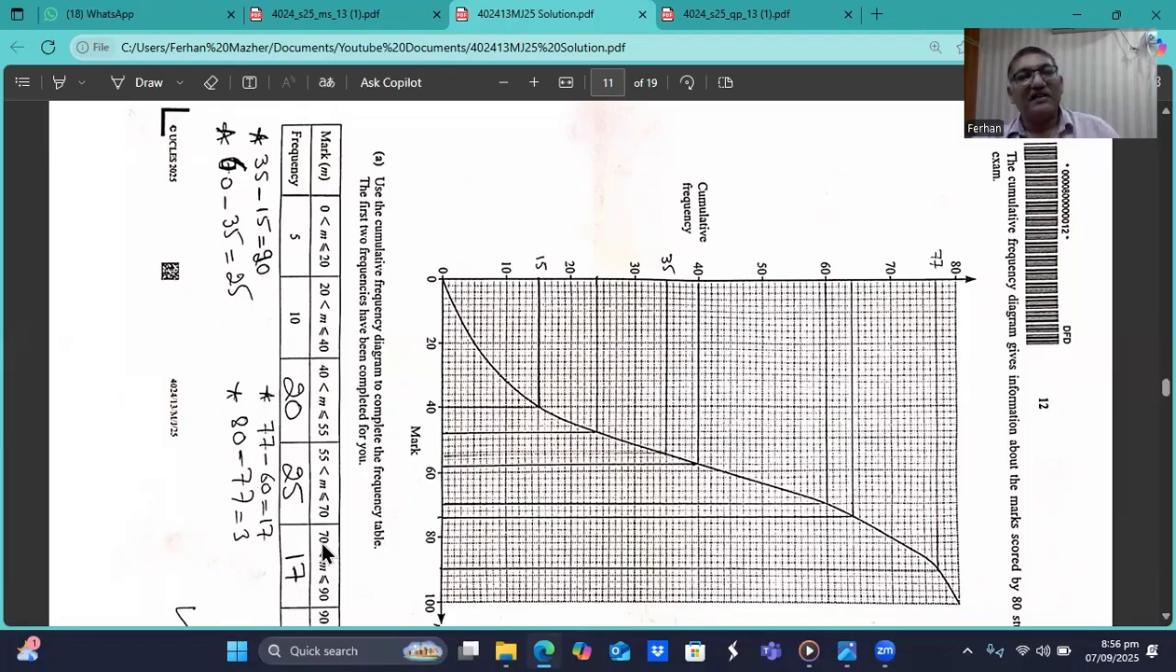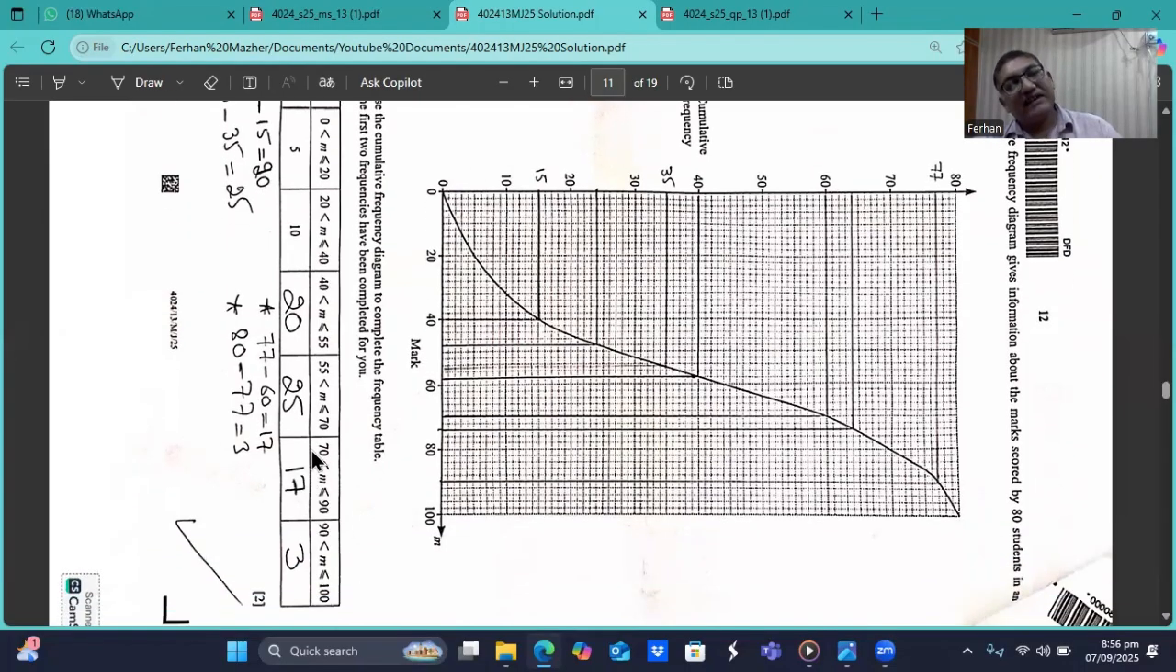So I wrote here. Then in this class, which is 70 and 90, at 70, I will check what is the value. So here we have the 70, that's 60, and at 90, where is 90? So what is the value? 77. 77 minus 60, that is 17. So the frequency will be 17.